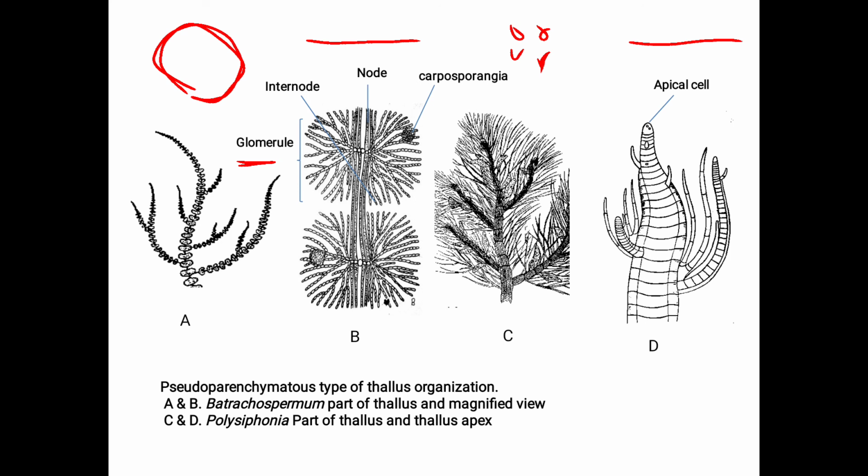Here is the development of the carpogonium. How will it develop? The carposporangia develop on the terminal ends of the short laterals. The terminal cell of a lateral divides into 4 cells. The upper cell develops into the carpogonium.